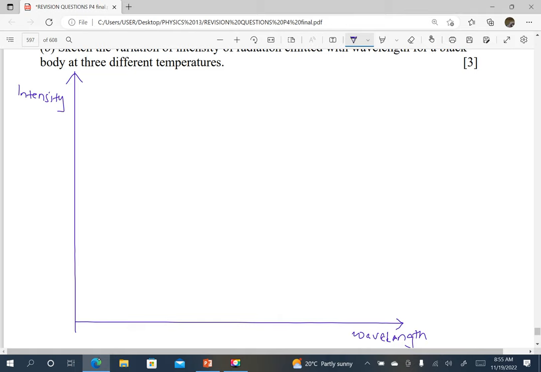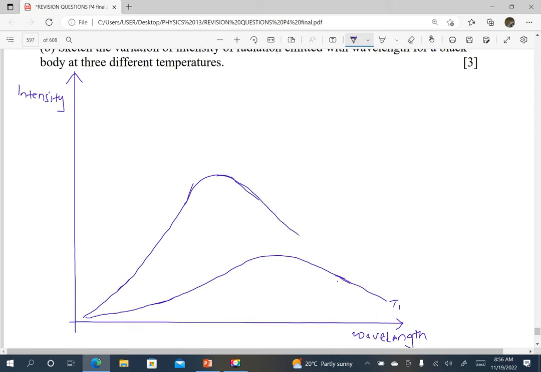Remember, the wavelength at which maximum intensity, that is where the peak is, shifts to smaller values of wavelength as temperatures increase. So I'm going to sketch for three different temperatures. As temperatures increase, the peaks should be tending towards the vertical axis. Okay, so for the first temperature, so this is for temperature T1. For the second temperature, so you see my peak is shifting towards lower values. So this is for temperature T2.